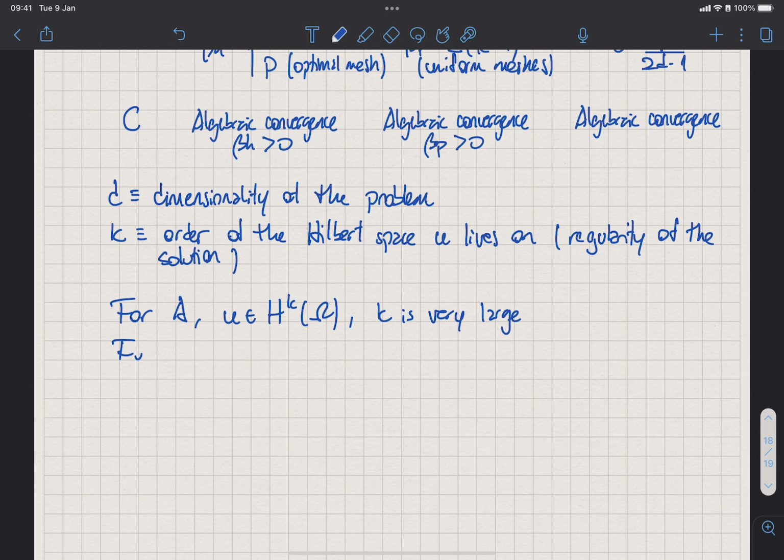However, for B, U belongs to HK, but now K is greater than 1. We said in that L corner, K is 1.5. Actually, it's 1.544, something like that.